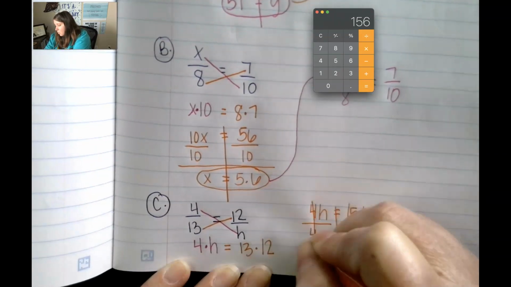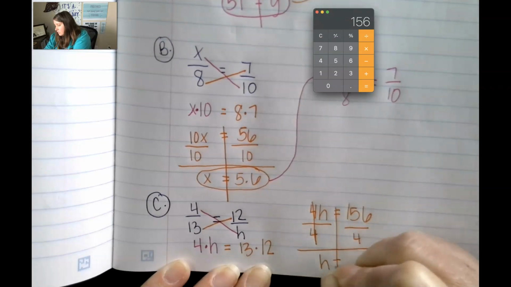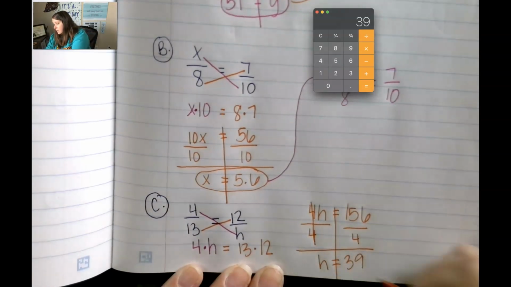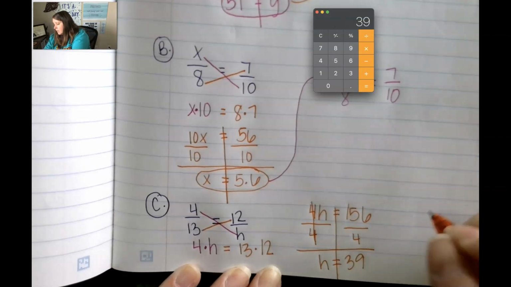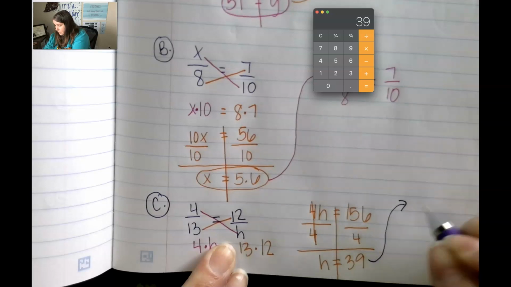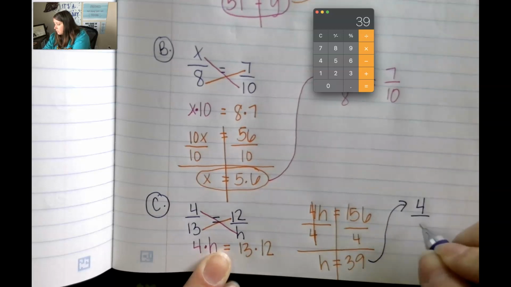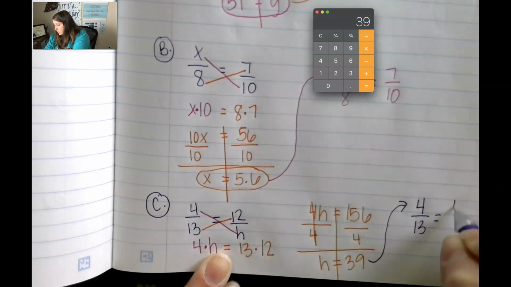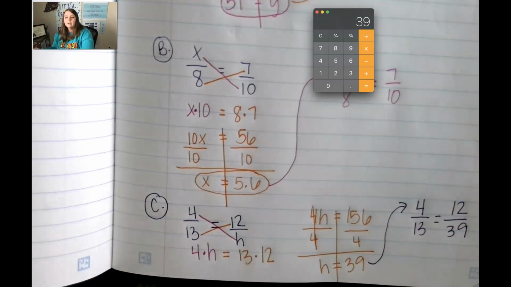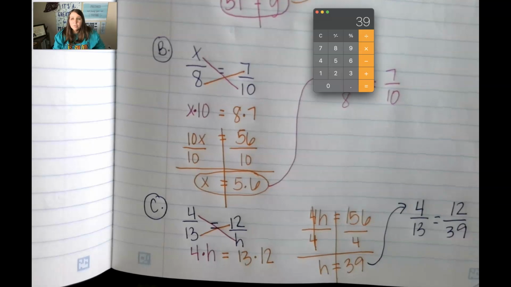This gives me 1h left over. And so now I'm going to divide this by 4. So h equals 39. So when I rewrite this, I now have 4 over 13 is equal to 12 over 39.